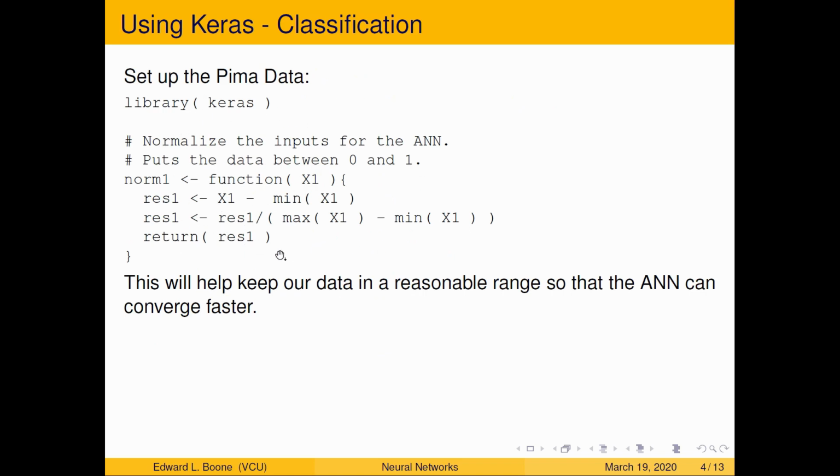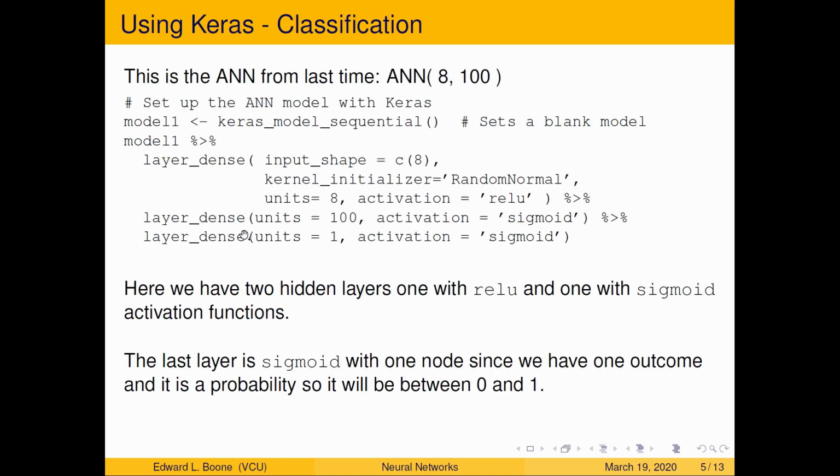We normalized all the variables, and I made this function that puts all the variables between 0 and 1 so that it can train the model faster. Instead of having things that have huge magnitudes, everything's now a small magnitude. All right, here's the model from last time. It was an ANN 8-100. So it has 8 units or 8 neural nodes in the first layer and 100 in the second layer. We have a rectified linear unit in the first layer and sigmoid in the second layer, and sigmoid in the last layer because it's going to be between 0 and 1.